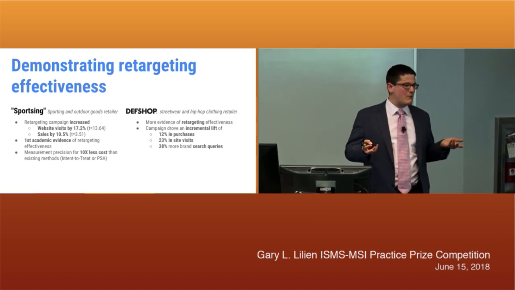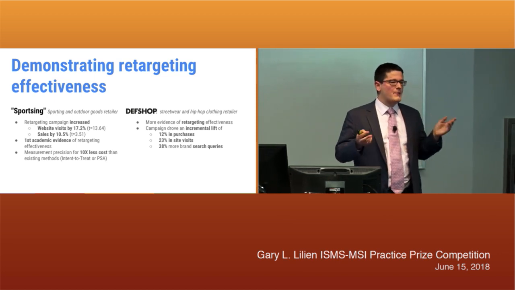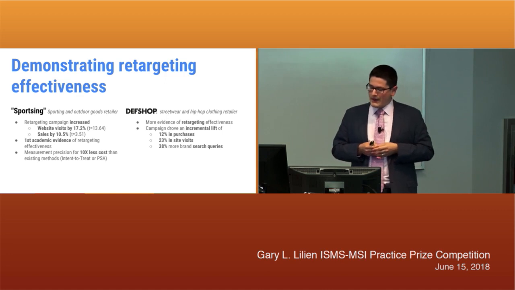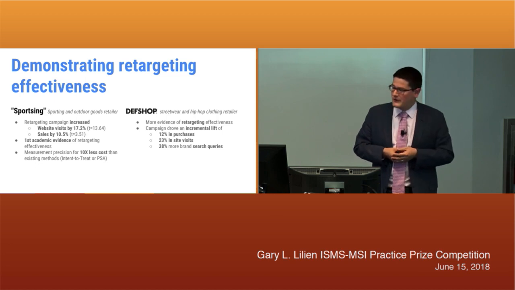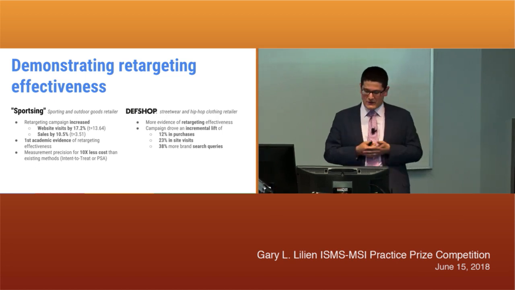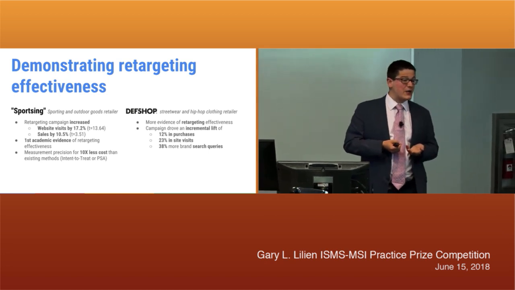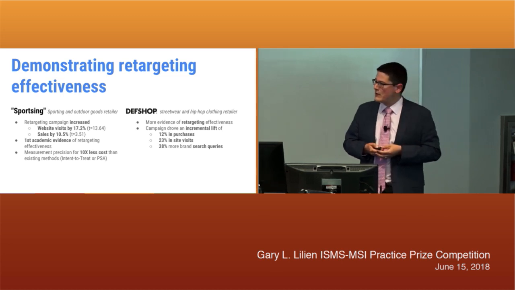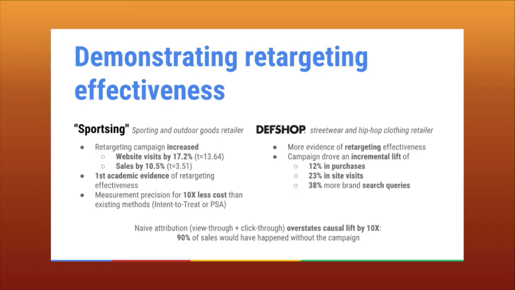So DefShop is a German retailer that sells hip hop and urban streetwear. And they found more evidence that retargeting worked. Effect size is kind of comparable to what we found in the other case. So there was a 12% increase in purchases, a 23% increase in site visits, and lastly a 38% increase in related keyword searches.